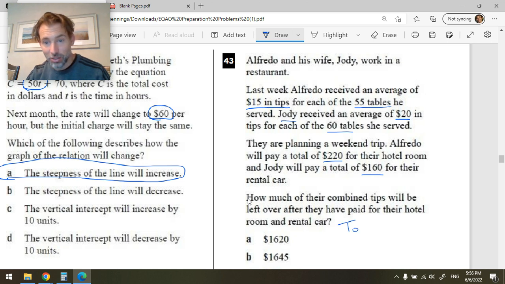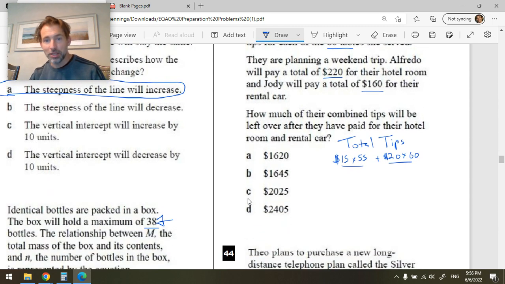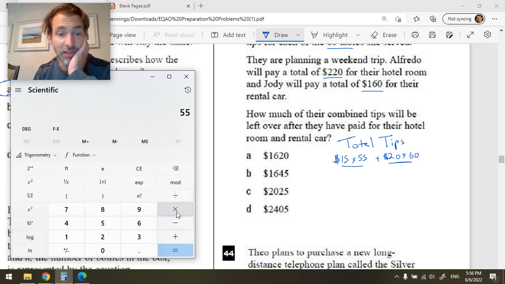So total tips first. And so we would have $15 times 55 tables for Alfredo, and then we would add $20 times 60 tables for Jody. Okay, so now let's add up their total tips. 15 times 55 is, I don't want to do that in my head. 55 times 15 equals 825.